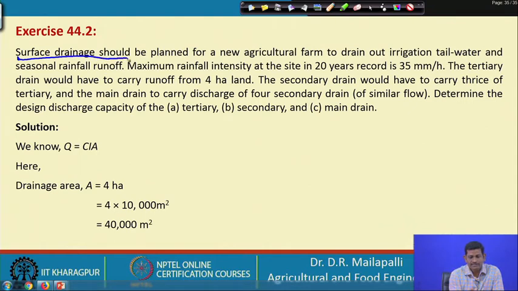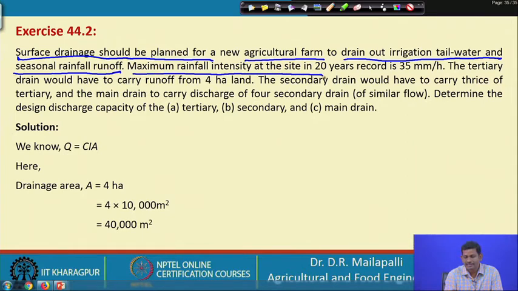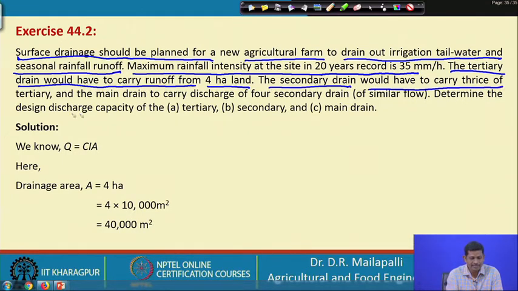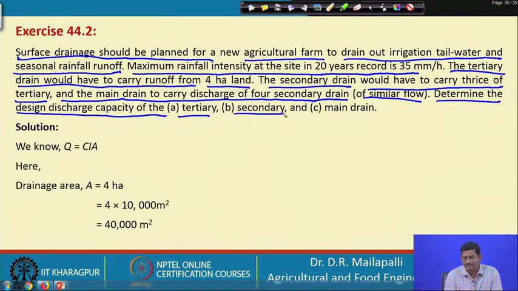The surface drainage should be planned for a new agricultural farm to drain out irrigation tail water and seasonal rainfall runoff. The maximum rainfall intensity at the site in a 20 years record is 35 mm per hour. The tertiary drain would have to carry runoff from 4 hectare land. The secondary drain would have to carry thrice the tertiary, and the main drain to carry the discharge of 4 secondary drains of similar flow. Okay. And determine the design discharge capacity of the tertiary, secondary and main drain.